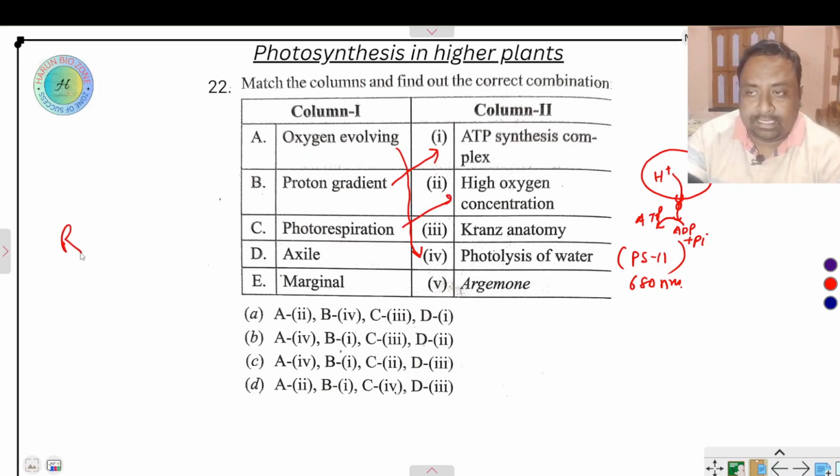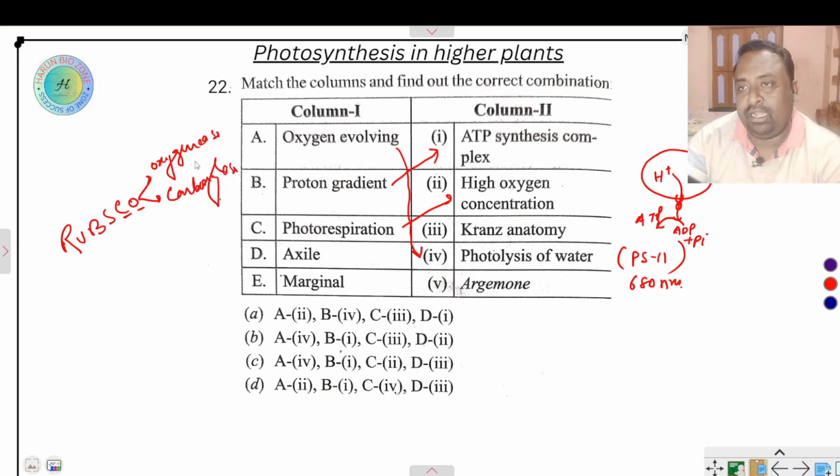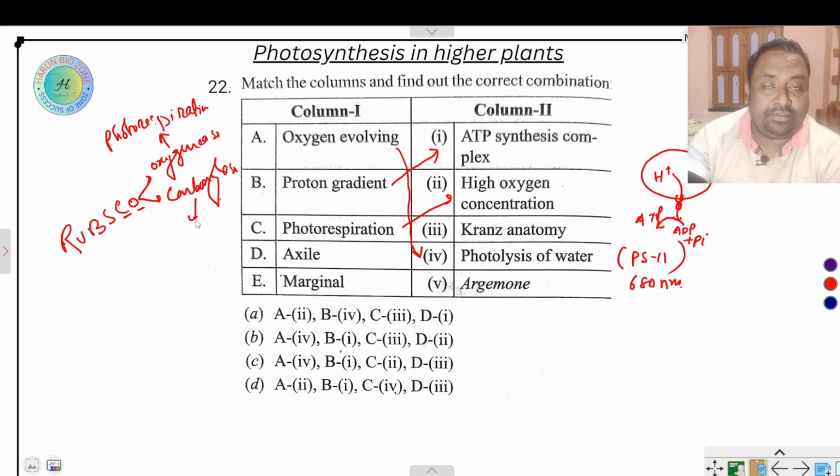Rubisco is an enzyme. That enzyme has two effects, carboxylase effect and oxygenase effect. When the concentration of oxygen is high in the atmosphere, it shows oxygenase effect. And when CO2 level is high, it shows carboxylase effect. Due to oxygenase effect, photorespiration occurs, and by carboxylase effect, that is the Calvin cycle.